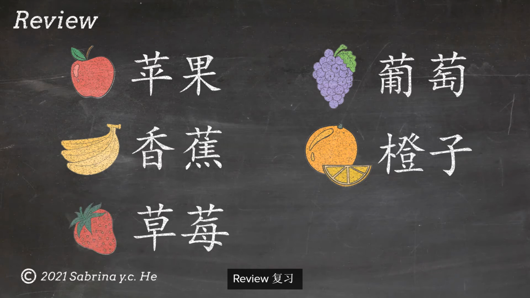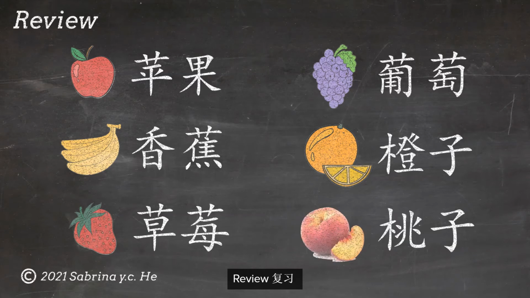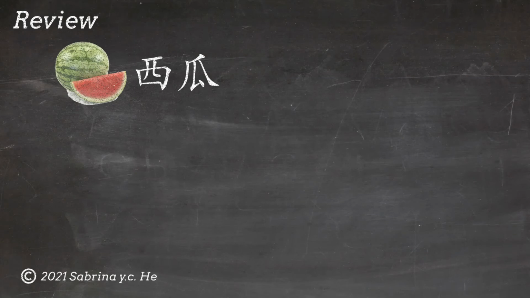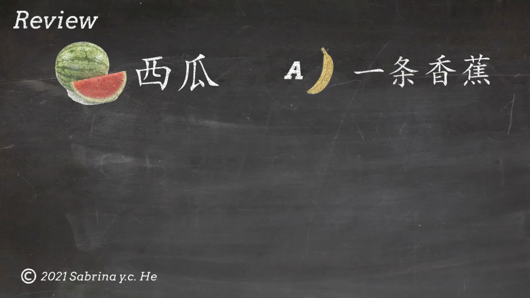Strawberry or strawberries. 草莓. 草莓. Peach or peaches. 桃子. 桃子. Watermelon. 西瓜. 西瓜. A banana. 一条香蕉. 一条香蕉.